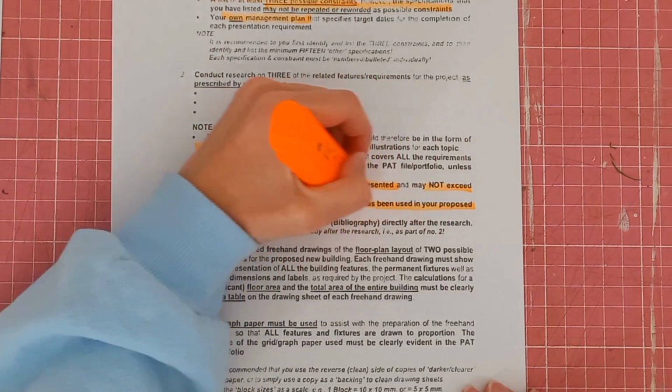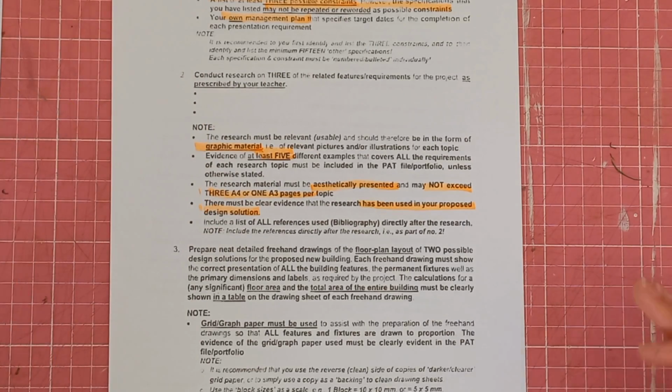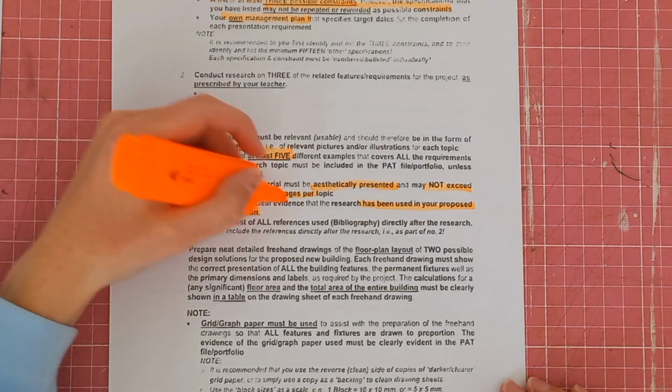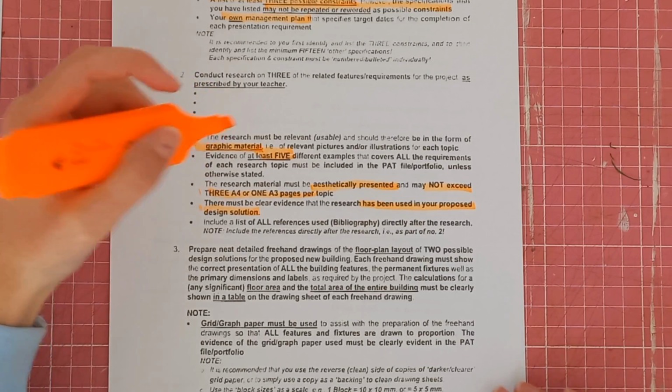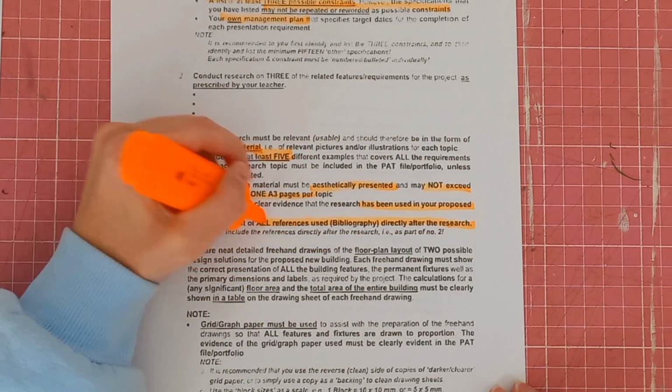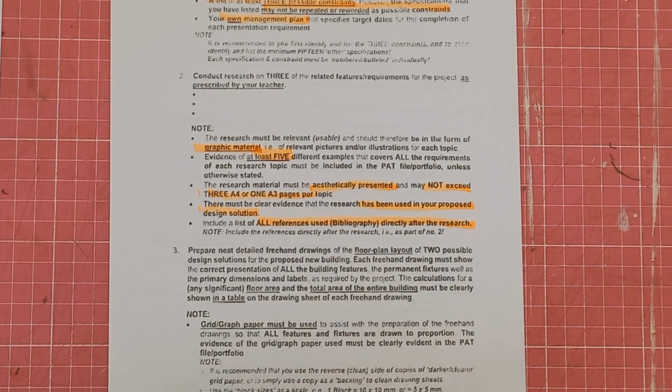So that means you can't just research something, put it in your PAT and then not use it, okay? And include a list of all references used directly after the research. So if you go to a certain website or you take a picture from somewhere, you need to actually put the references that you used. Otherwise, you're taking it as your own work, okay?